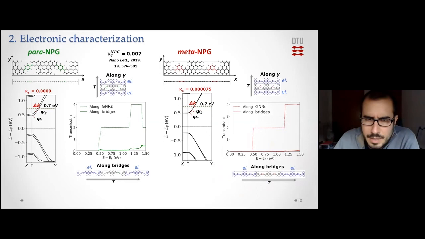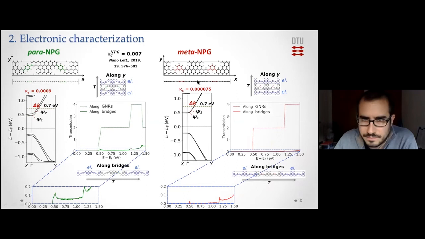But now if we focus on the transmission along the bridges, which is the kind of continuous line, we can see now that really the meta configuration has significantly decreased the transmission for a certain range of energies around 0.7 electron volts. So really around that energy, it looks like the transmission along the bridges, so between the graphene nanoribbons, is completely suppressed. And this does not happen for the para nanoporous graphene.